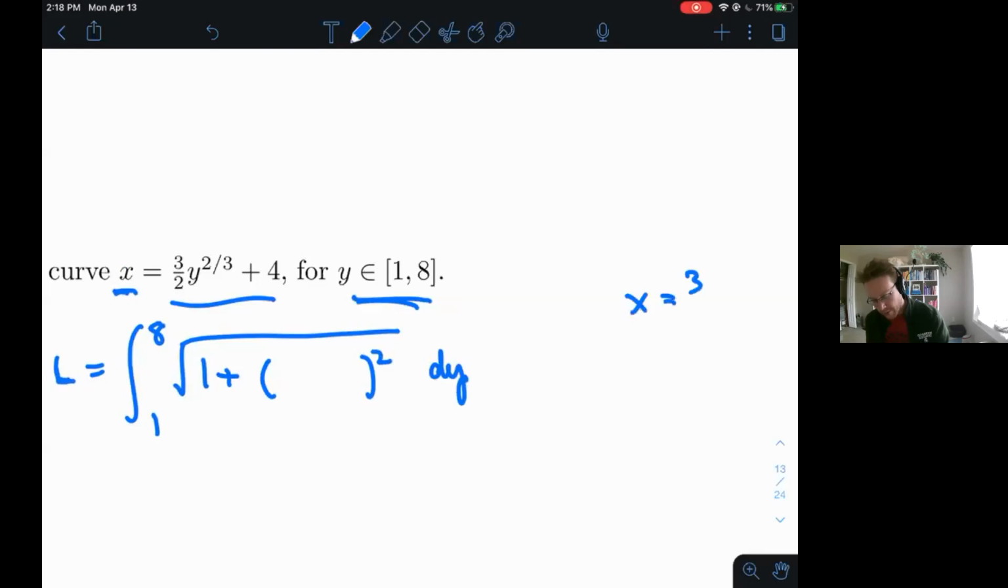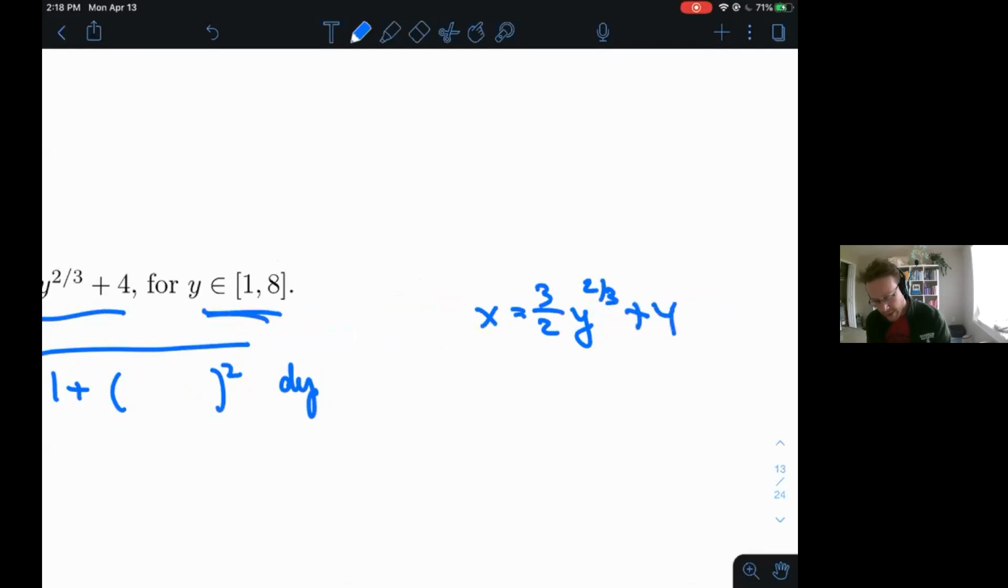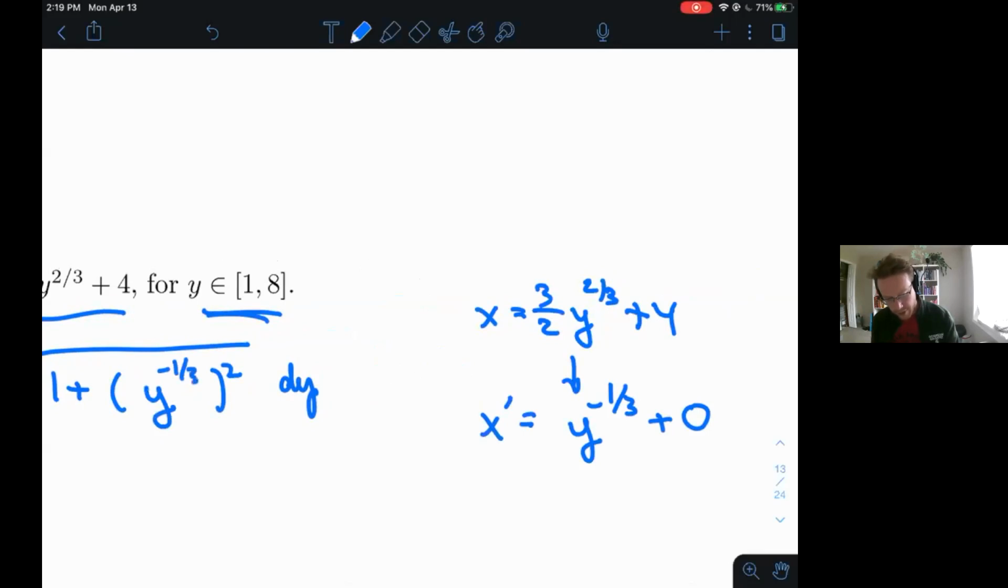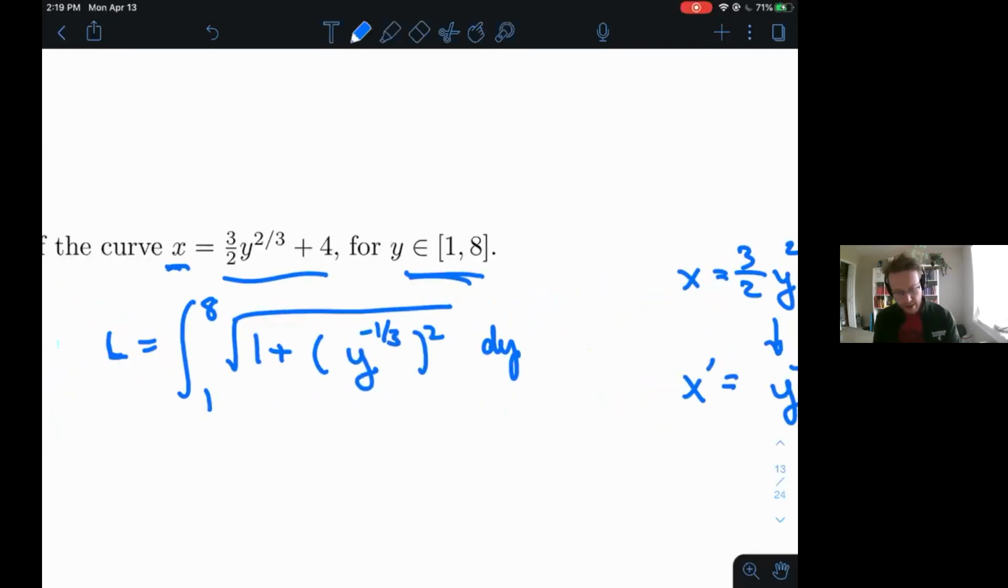So again, we have 3/2 y to the 2/3 plus 4. And when we take the derivative of it, this 3/2 and the 2/3 perfectly cancel out, right? And so you're left with y. Well, we have to reduce our power by 1. So this is going to be y to the negative 1/3. And when you take the derivative of 4, well, that's just 0. So plus 0. Yeah, derivative of 4 is 0. There we go. And so let's go ahead and plug this in here. So y to the negative 1/3. That's our derivative. Now let's go ahead and evaluate this.